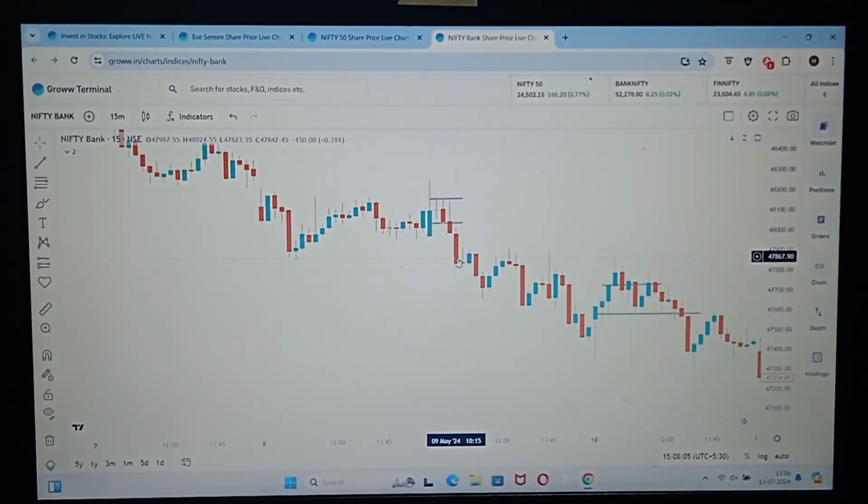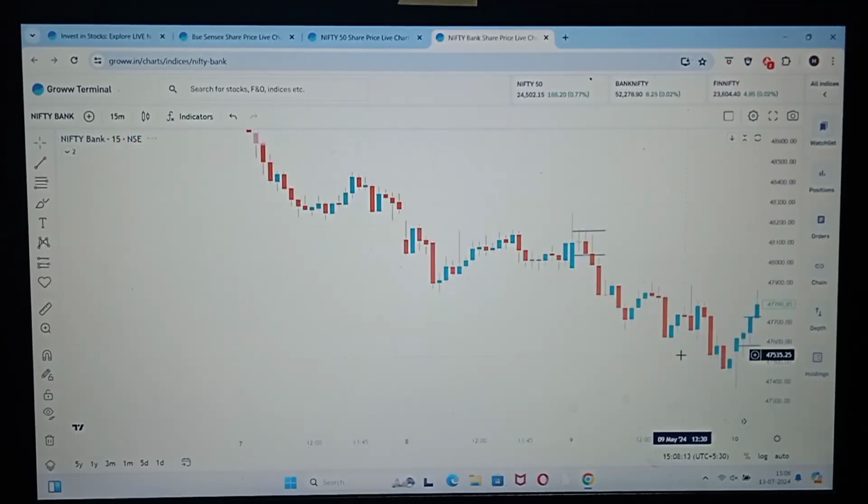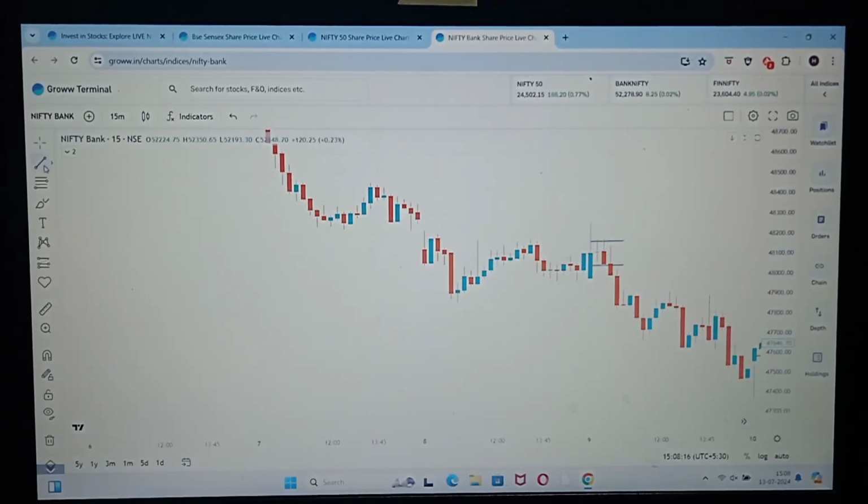Then you can see here the market consolidates again. If you book the big rally, you'll easily get 500 plus points. Let's see the 8th May chart.